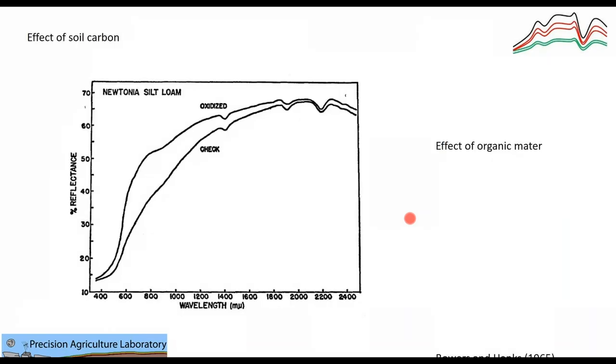They also found that different contents of organic matter had their own effect in the near infrared spectra of soils. So we have this, that this is the check, which is like a sample soil, and once the organic matter is oxidized, we have a different spectra. Oxidized or respirated, if you want. So the loss of organic matter will have a direct impact over its spectrum.